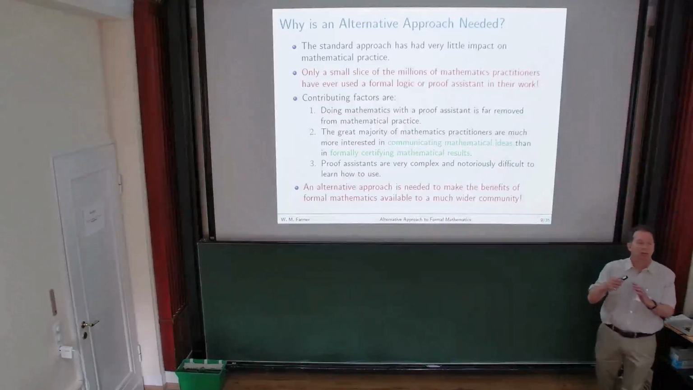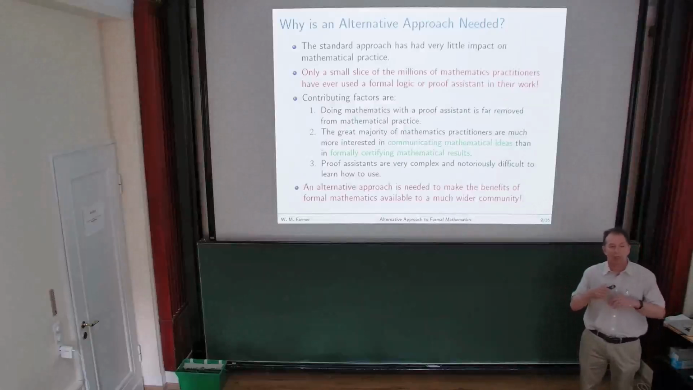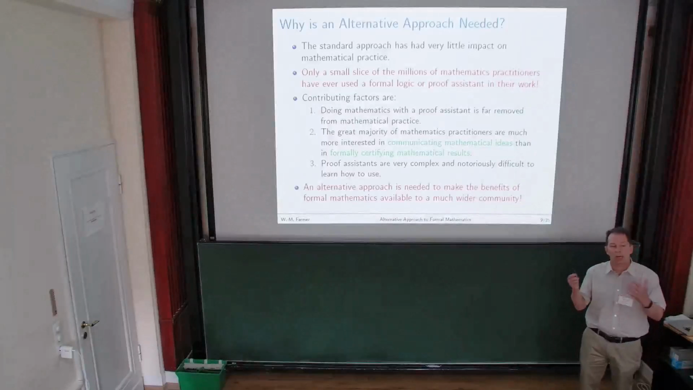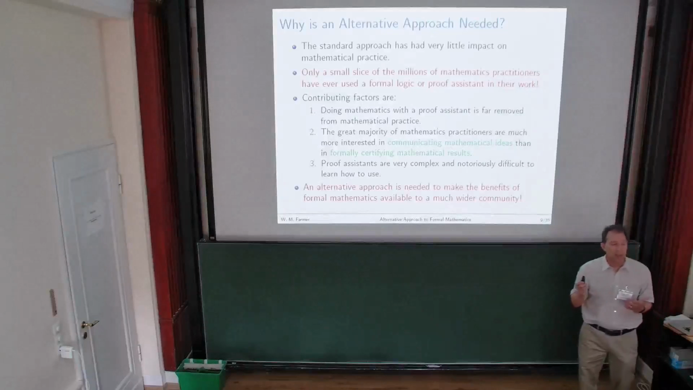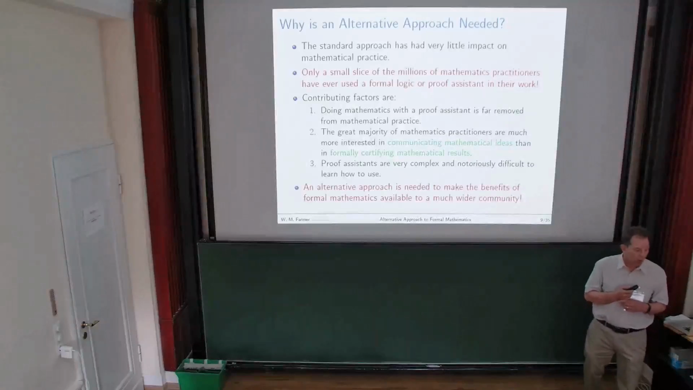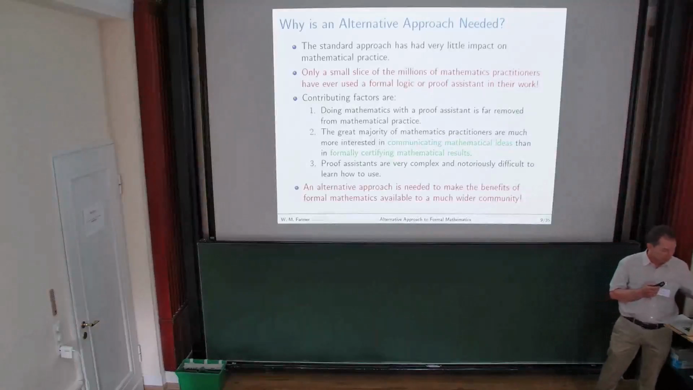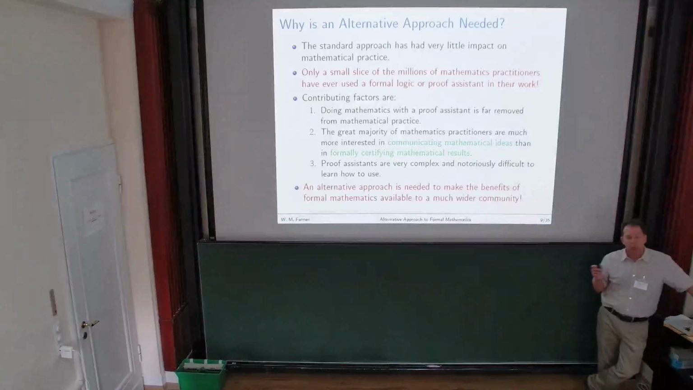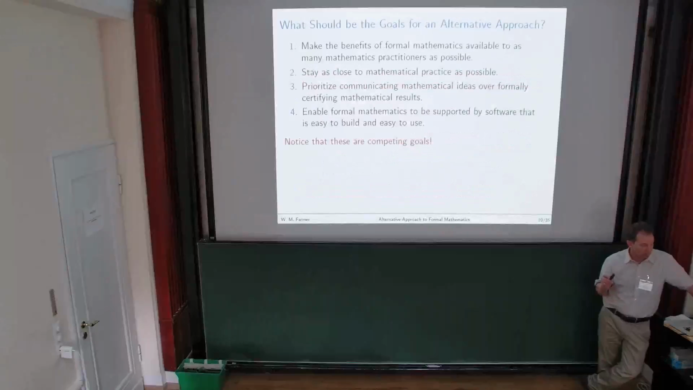So I think communication is, for most mathematics practitioners, more important. It's not that they're not interested in certification, they just aren't interested in going through all the effort of certifying things in a formal way. And finally, proof assistants are hard for most people to learn. You can't just run up and start doing things in a day or two. It takes a long time to become proficient. So I think there needs to be an alternative approach to get more people using formal mathematics.